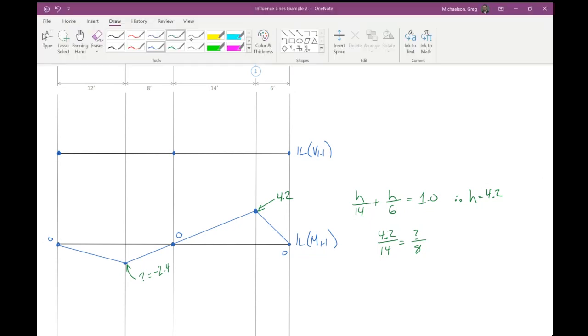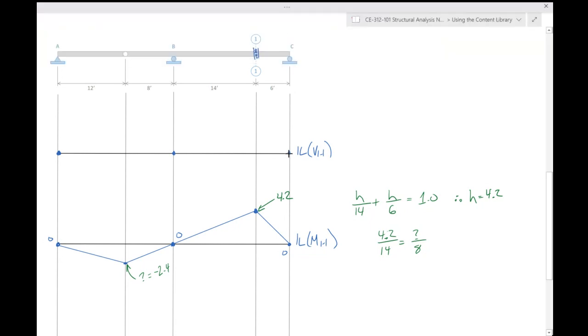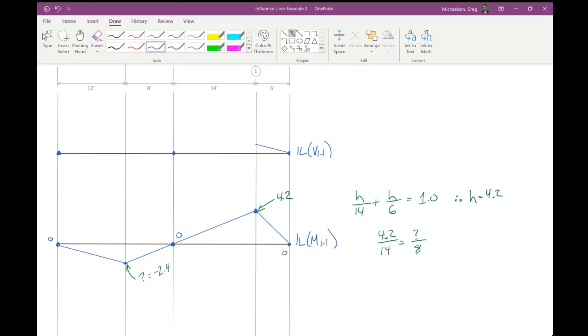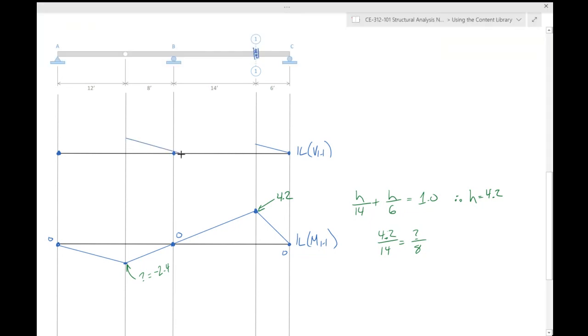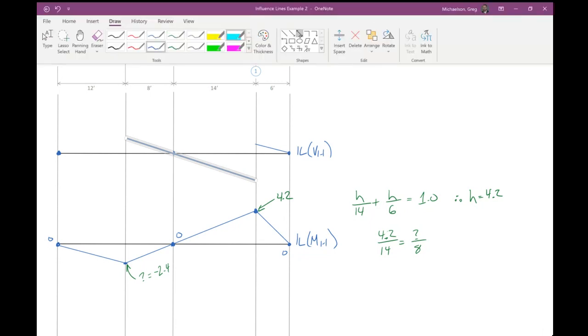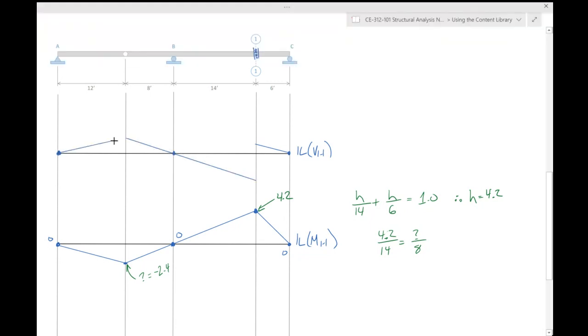Here we go. We go up on the right. On the left, we go down, and we go down such that those 2 lines are at the same slope. Go up there. That's the influence line for the shear at that point.